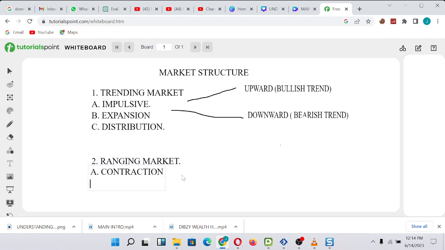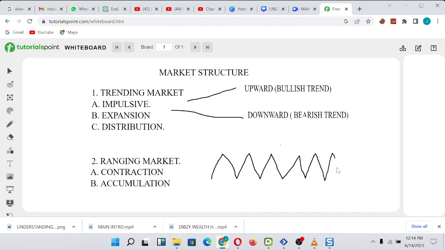You can call it accumulation. Okay? The ranging market, you can call it a contraction or what? Accumulation. Now, your range could either look like this, making what? Equal highs and lows. Equal highs and lows. Equal highs. Still moving in what? In that range.